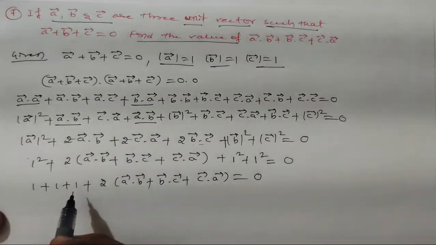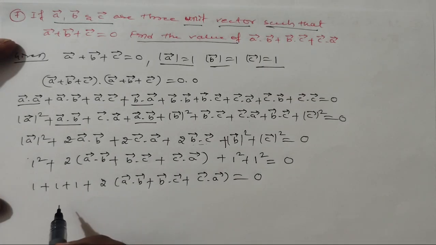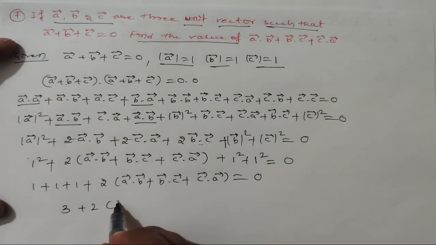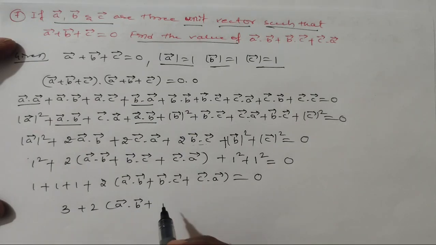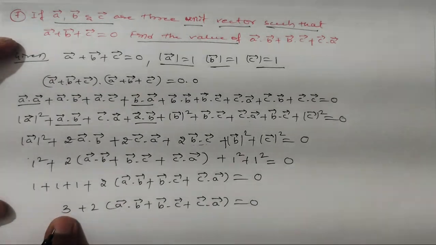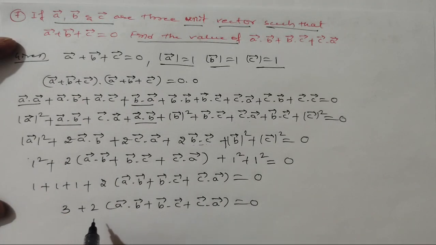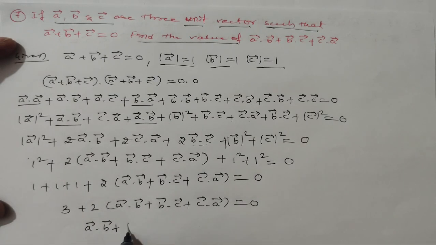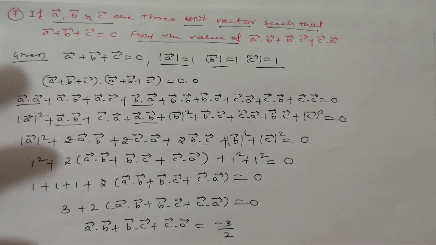What is 1 plus 1 plus 1? It becomes 3. So 3 plus 2 times a vector dot b vector plus b vector dot c vector plus c vector dot a vector equal to 0. Take 3 to that side, that becomes minus 3. Then a vector dot b vector plus b vector dot c vector plus c vector dot a vector is equal to minus 3 divided by 2. Right.